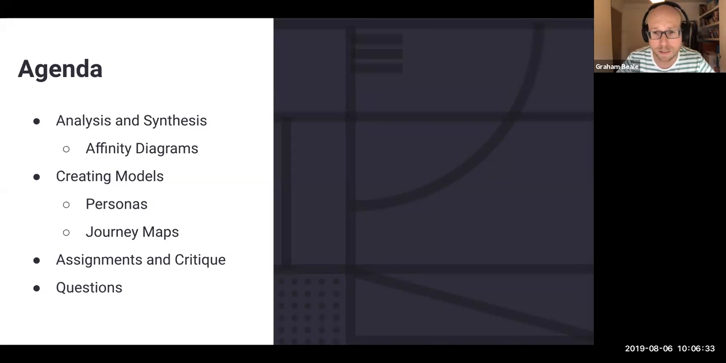We're then going to look at affinity diagrams, what they are, why we use them, and how to use them. And then we're going to look into some of the models that we use, things like personas and customer journey maps. And we'll go into a little bit of discussion and detail around some of the examples there. Some of you may be familiar with them. You may have come across them in phase 1. Hopefully we'll have a little bit more detailed discussion around what makes a good journey map and a good persona and a bad one as well.